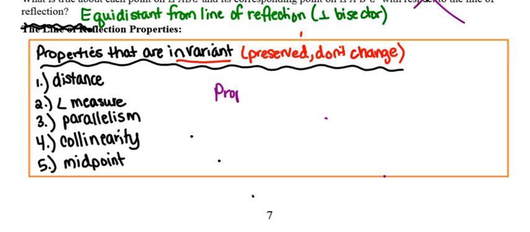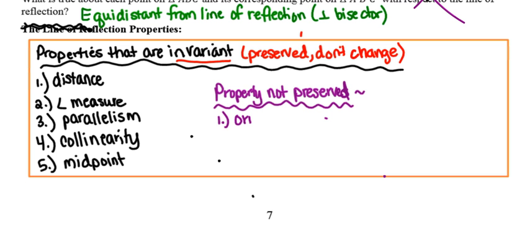And hopefully you already know what this one is. If you don't, I'm going to give you a minute to think about it. Think about what happens when you look at letters on a word in the mirror. The property that's not preserved is orientation. The orientation in the image is always going to be opposite whatever the orientation was in the pre-image. Just like if you look at your reflection in the mirror, you notice that everything is backwards because that orientation has been reversed.